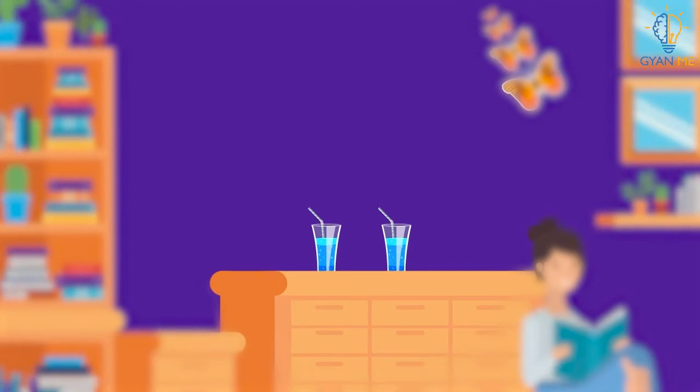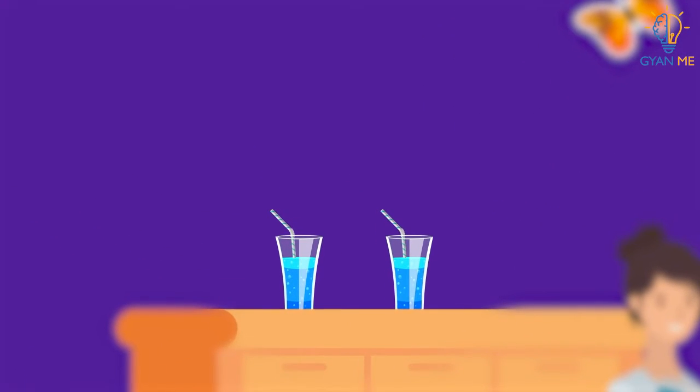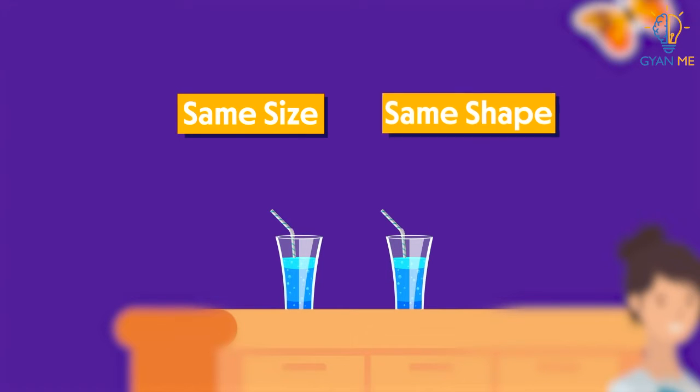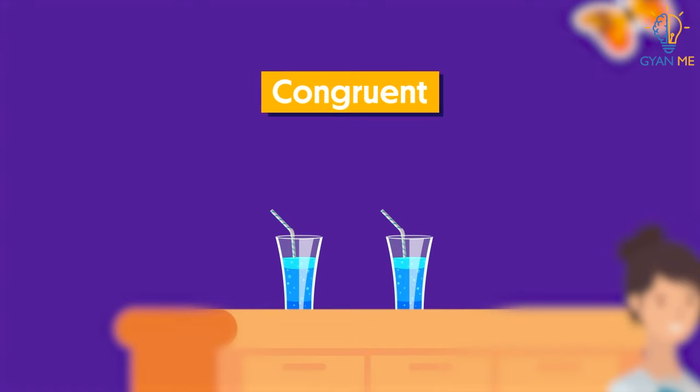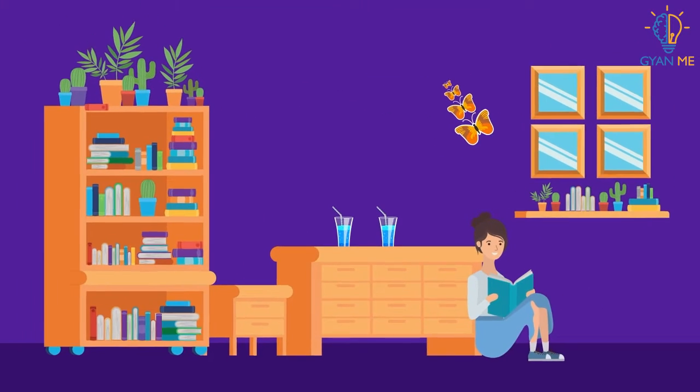As you can see, students, the glasses kept on the table are of the same size and same shape. That is, they are exactly identical to each other. So what can we call them? Yes, they are congruent. Now, can you find out objects in the room which are similar?